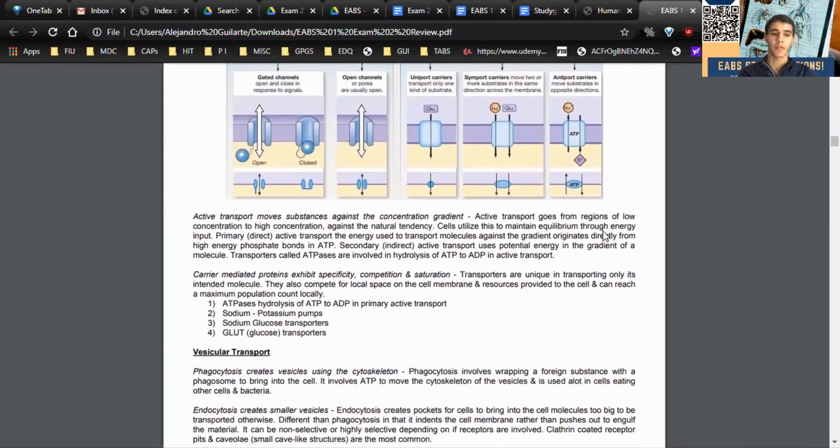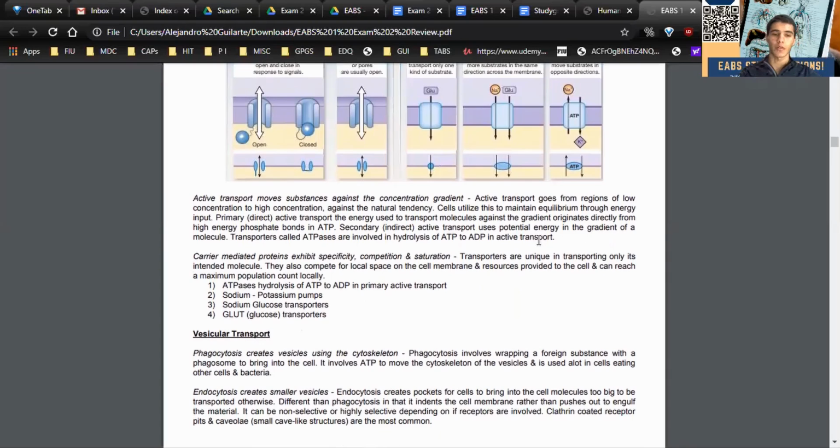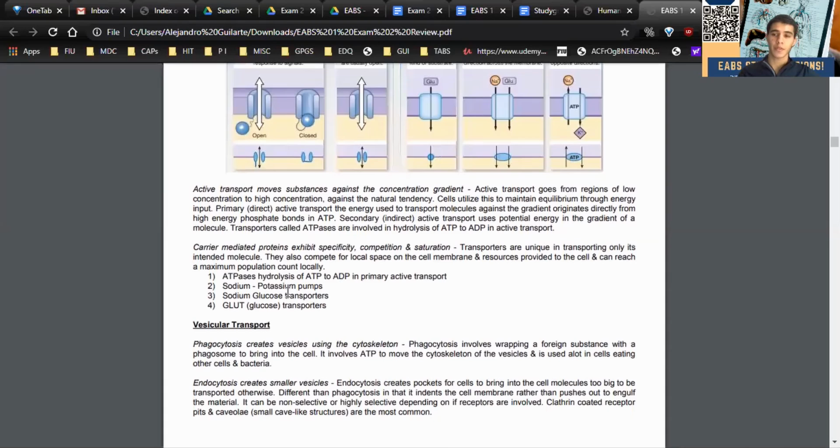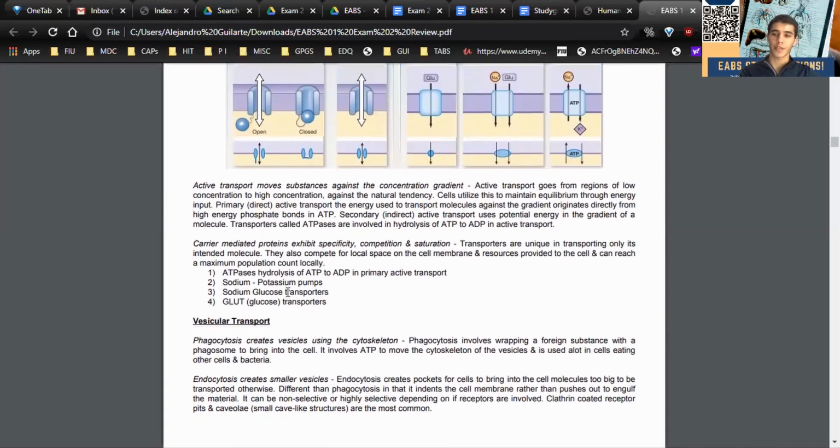Some examples of active transports include ATPases. So these hydrolyze ATP into ADP in transport. They also include sodium-potassium pumps, sodium glucose transporters, and glucose transporters.